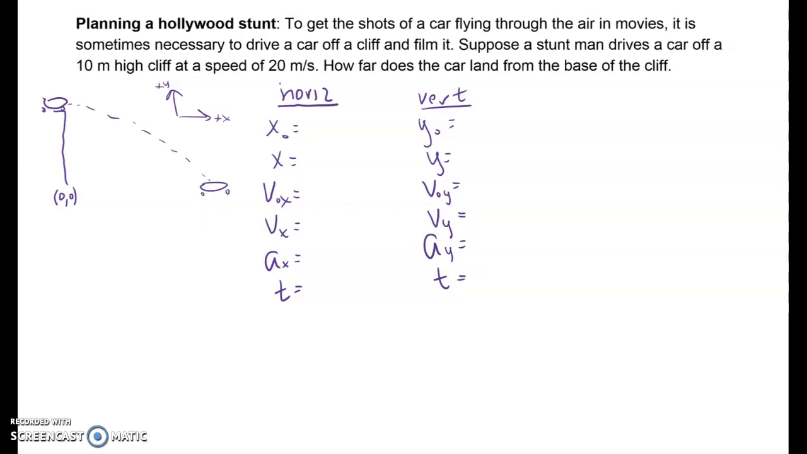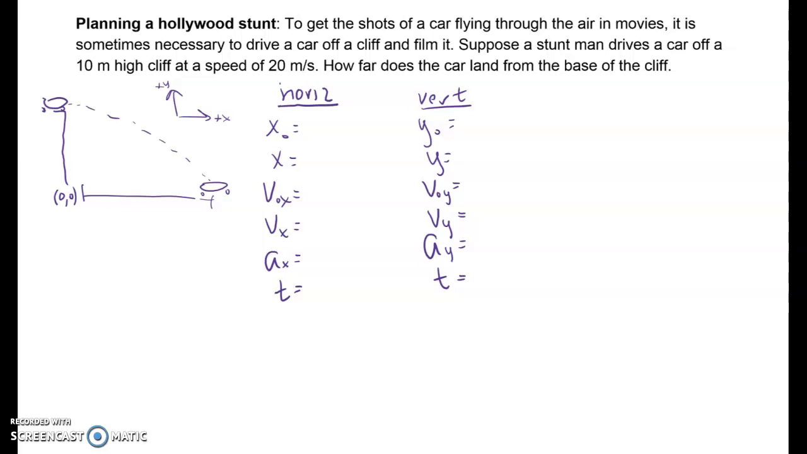Alright, so let's start with the easy things. Let's look at initial position. Looking at our diagram and our prompt, the two moments in time that are going to be useful to us are the starting location when he just drives off the cliff, because we know information about that. We know that's 10 meters high, and we know his speed there. And then the other one is where he lands on the ground, because we want to know how far the car goes. That's going to be that distance there.